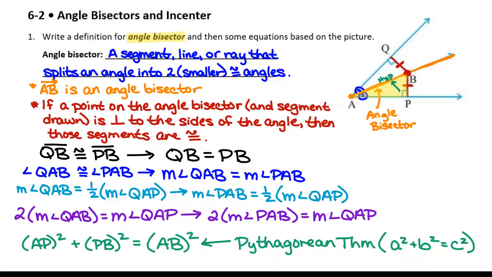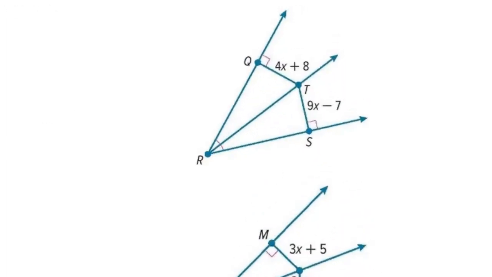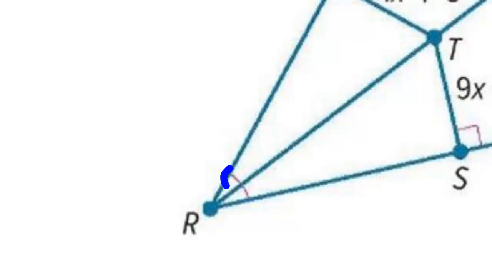You guys ready? Let's go check out example number 2. It says find QT. So I noticed something when I'm looking at the picture. Do you guys see these little arc markings down here in the corner by R?